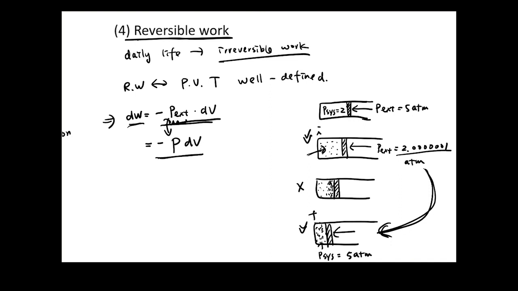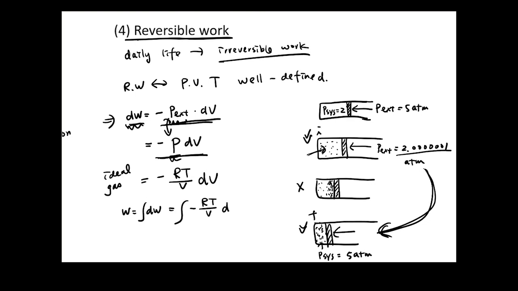What's the good thing about this? If you have an ideal gas, then you can write your P equals RT over V, times dV. Once you do this, you can integrate on both sides. Therefore, your work, which is the integral of dW, is the integral of negative RT over V dV. Since we're under constant temperature, RT can come out, and this becomes negative RT natural log V2 over V1.